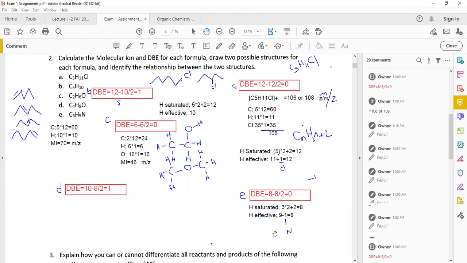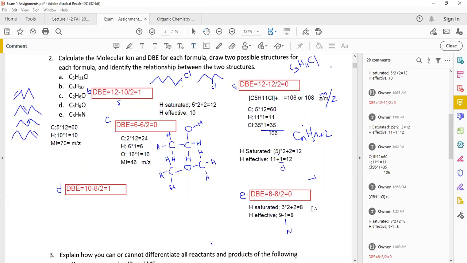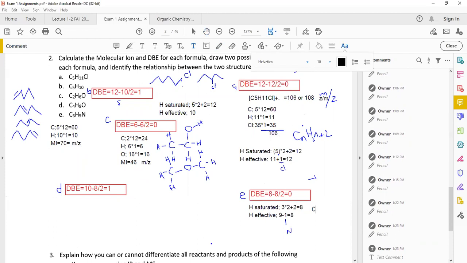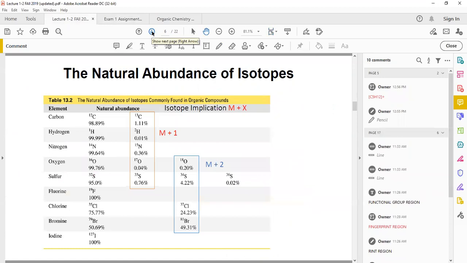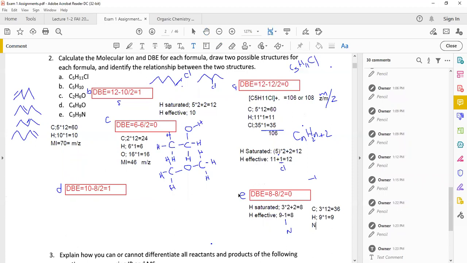Okay. Now I need to do the molecular ion. Let's do it quick here. I have carbon, it will be 3 times 12, it will be 36. Hydrogens, I have 9 times 1, it will be 9. And then I have one nitrogen, 14 times 1. So I need to do the addition. So my molecular ion at the end will be 59. Remember, that is M over Z. Okay.